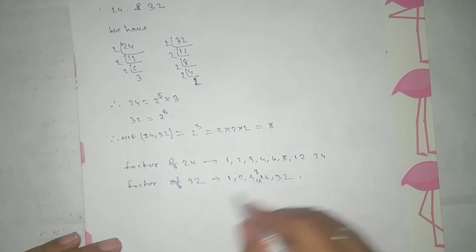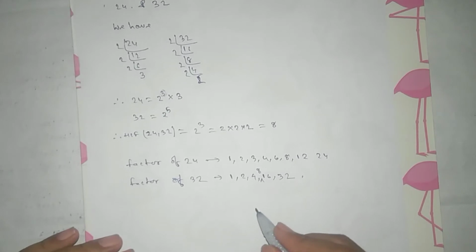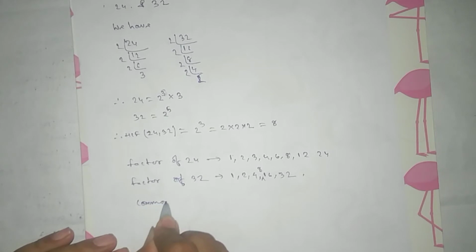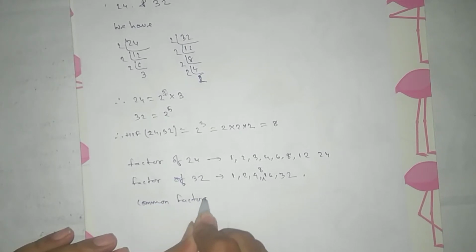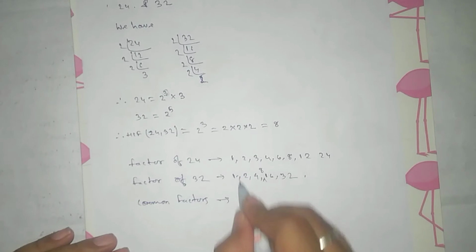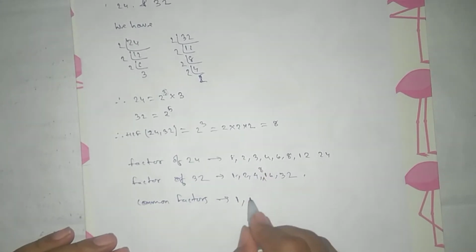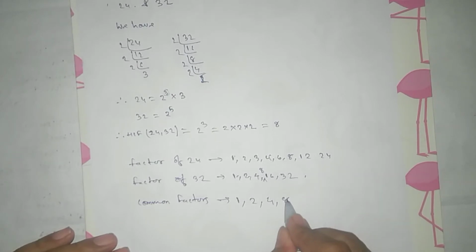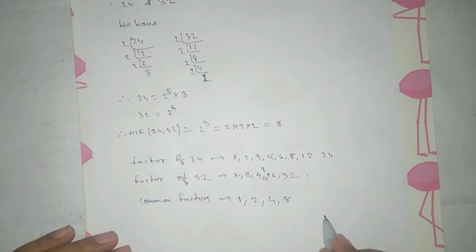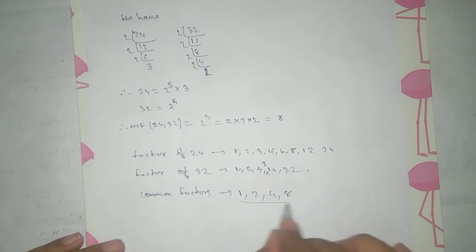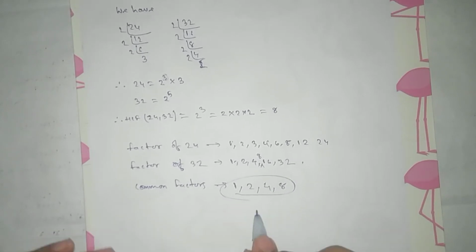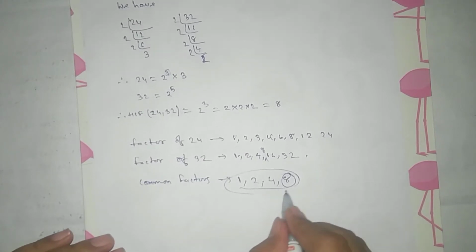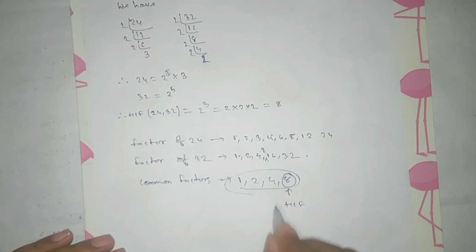Now if we look at the common factors, what common factors can we see? 1 is common, 2 is there, then 4 is there, and 8 is there. Is there any more common factor? No. Now, out of these common factors, which one is the highest? This is 8, so this is your HCF. That is all we need to find.